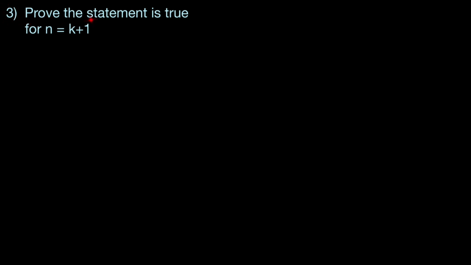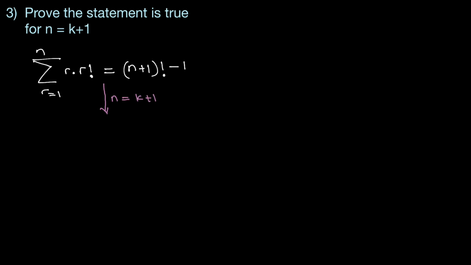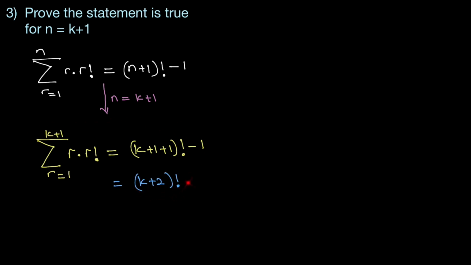We need to prove the statement is true for n equals k plus 1. So here's the equation, and we're going to replace the n with k plus 1. The expected result will be, the n here is now k plus 1 plus 1, that will be (k plus 2) factorial minus 1. So this is the end game. That's what we want. Let's simplify it: (k plus 2) factorial minus 1.